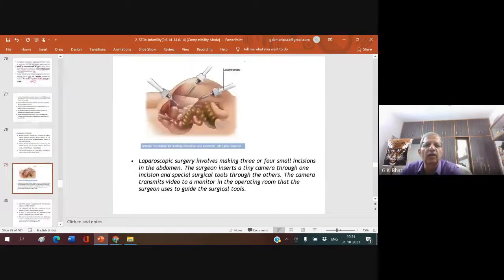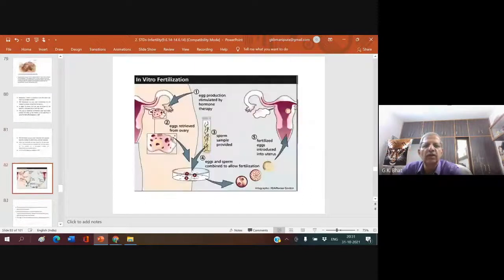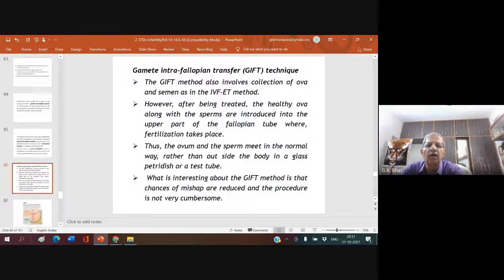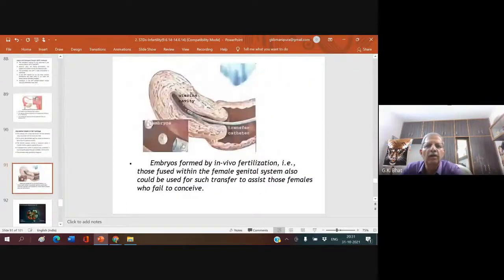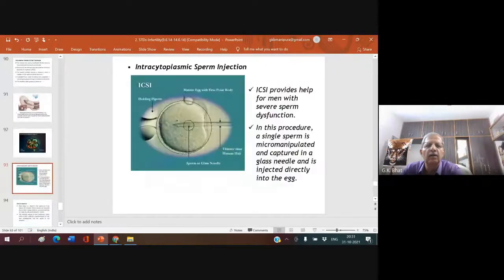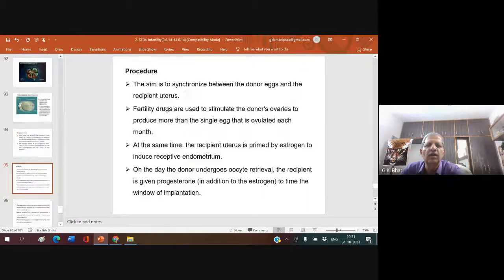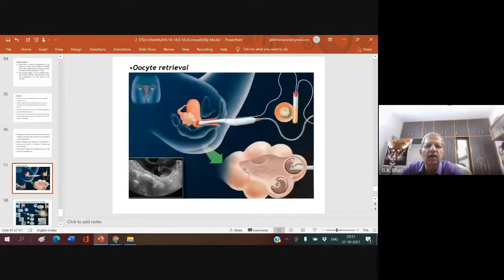So this is what is done otherwise. Embryo transfer and sperm transfer, allowing the fertilization to take place, and then putting it into the uterus. Right? All this I have told you now. Intracytoplasmic sperm injection. Oocyte donation. And this is all.